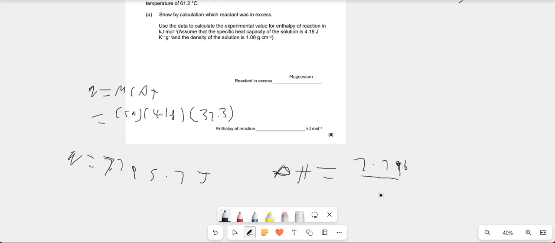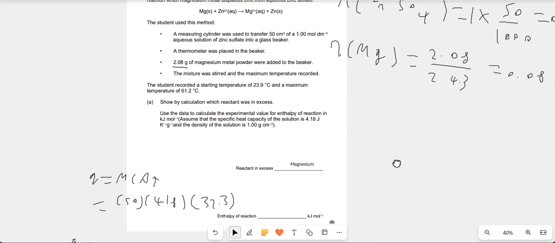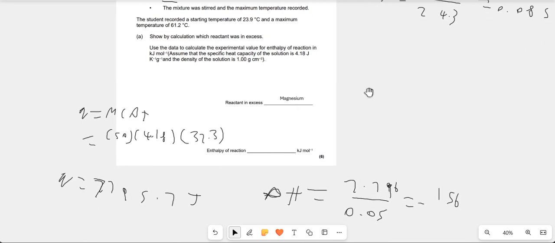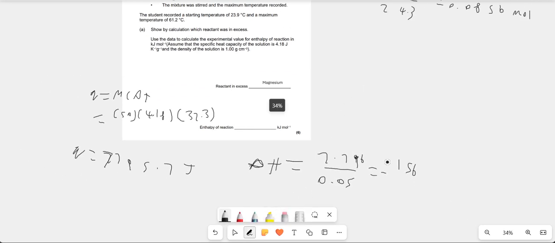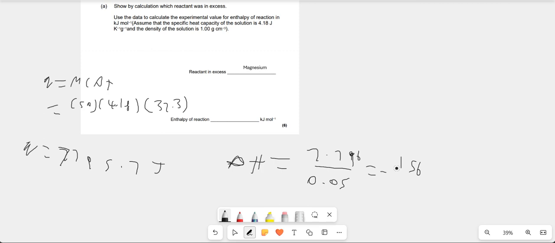So therefore 7796 here divided by the moles of the limiting reactant, so 0.05 here, and that's going to give me minus 156, minus because this is exothermic. And we know that as well because temperature increased. It went from 23.9 to 61.2. Alright, calm. So minus 156.